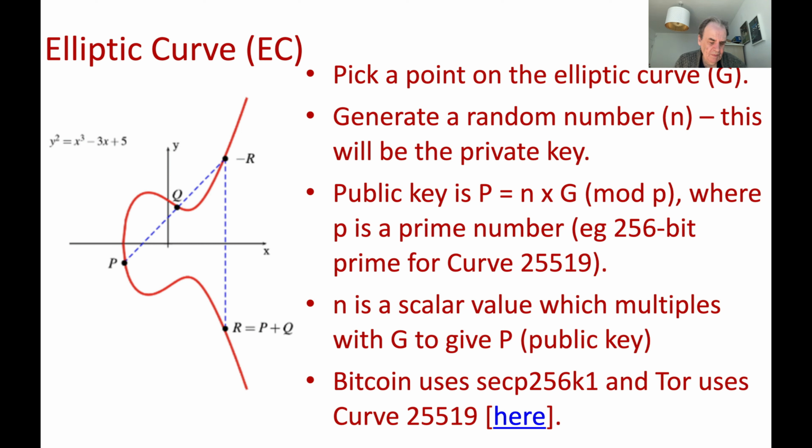Okay, so as I said, we pick our point on the curve, and that's our base point, G. We then generate a random value, and this becomes our private key, and our public key becomes n times G mod p. Typically, the private key is 256 bits, and our public key is an xy point, so it will be 512 bits.